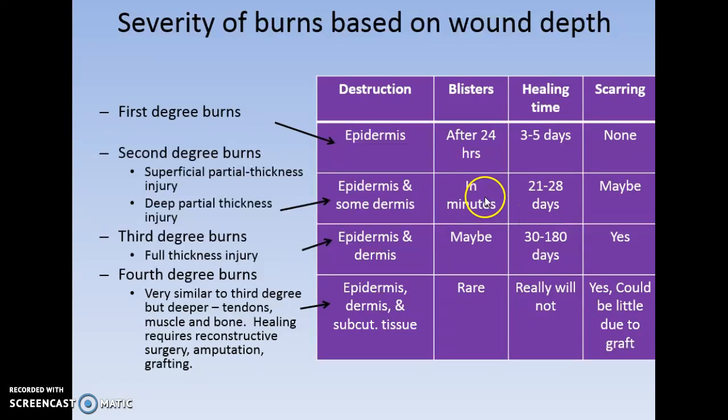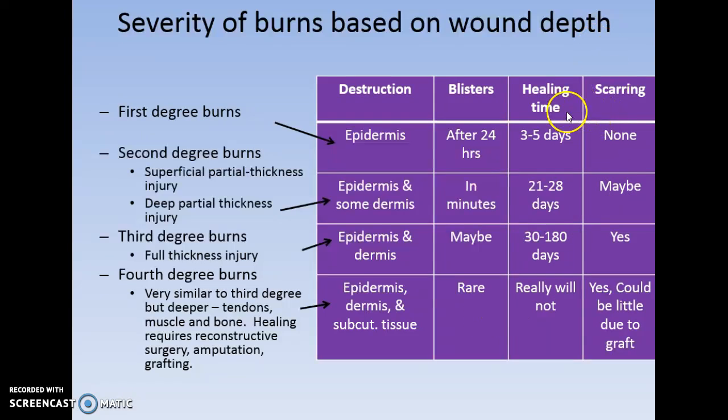Second-degree burns, in general, you will have blisters within minutes. Third-degree burns, you might have them, you might not. And then fourth-degree burns, very rare. And the reason for this maybe in the third-degree burn and very rare in the fourth-degree burn is that you're destroying so much tissue, the blisters don't even have the ability to form.